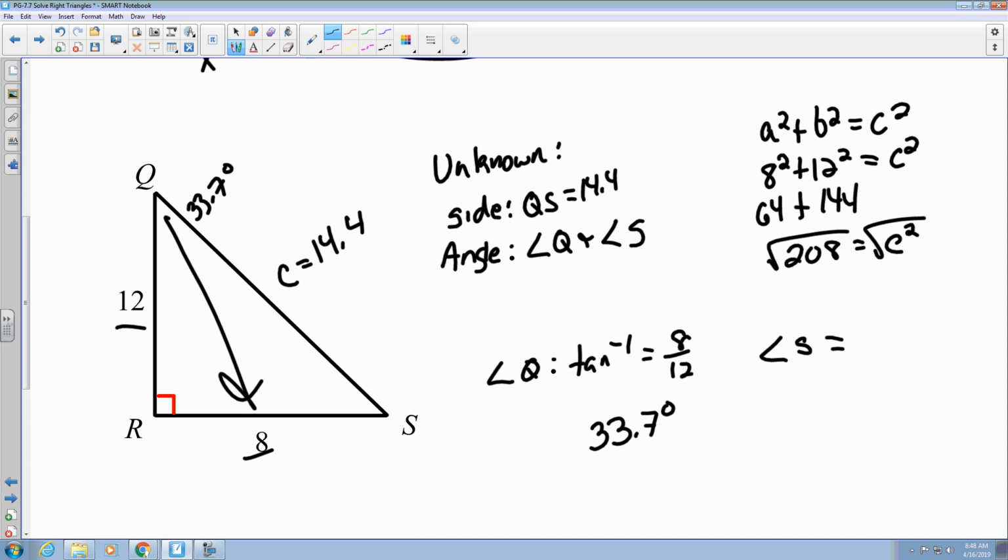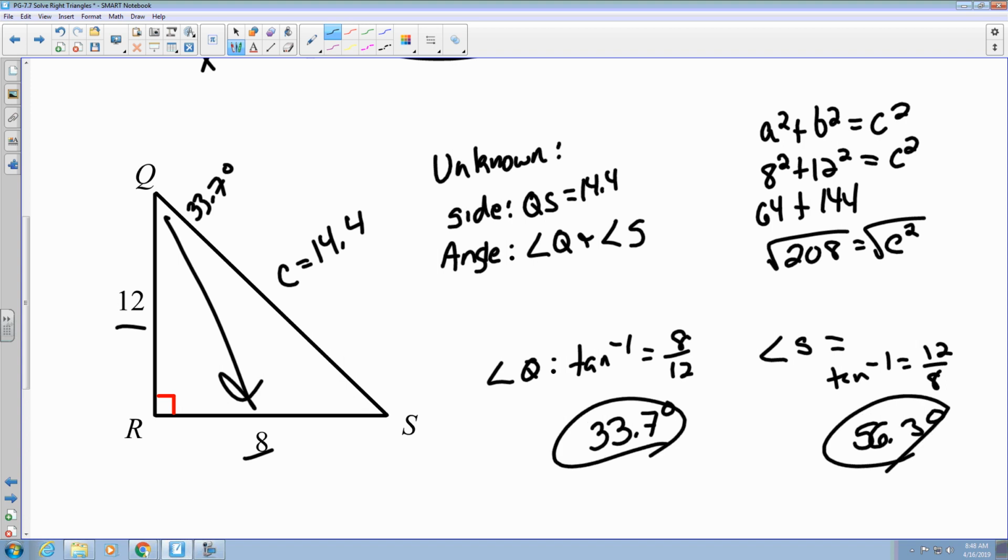And then I go to angle S over here. For S, in this case, opposite over adjacent, we're going to use inverse tangent of 12 over 8. And that equals 56.3 degrees. And again, 56.3 plus 33.7 plus 90 comes out to 180. So that makes sense. So now we have all of our unknowns.